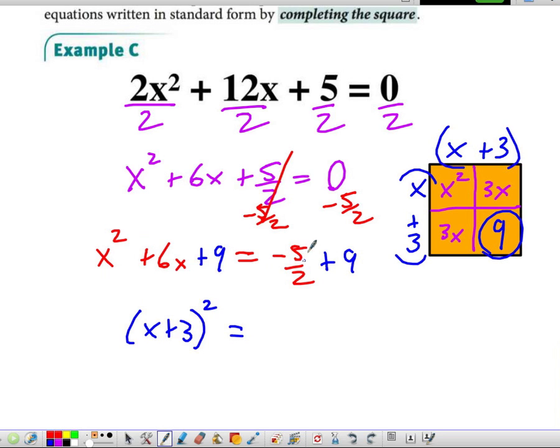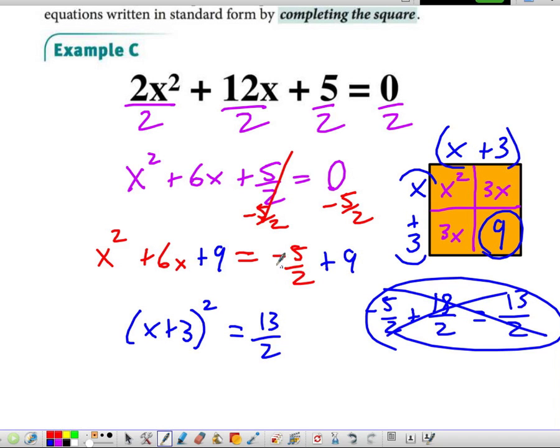And now I want to go ahead and add negative 5 over 2 plus 9. Use whatever methods you have available. I'm going to turn that 9 into 18 divided by 2. So basically 18 minus 5 is going to be, doing the math, 13 over 2. That is, negative 5 over 2 plus 9 is 13 over 2. Okay. So guess what? I completed the square, and this is what I'm left with.